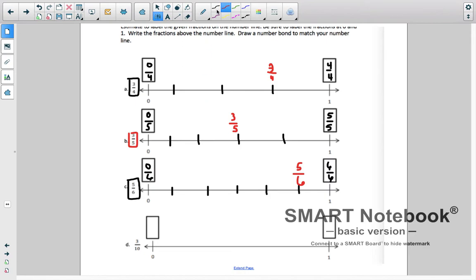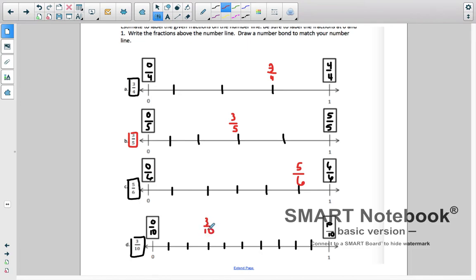All right, now the next one is 3/10. Again, I'm going to label my endpoints. So in tenths, 0 is 0/10. That equals 0. And 1 whole is 10/10. Now I'm going to label it 0/10, 1/10, 2/10, 3/10, 4/10, 5/10, 6/10, 7/10, 8/10, 9/10, 10/10. Now I can label 3/10. So I'm going to count aloud again. 0/10, 1/10, 2/10, 3/10. That's right here.